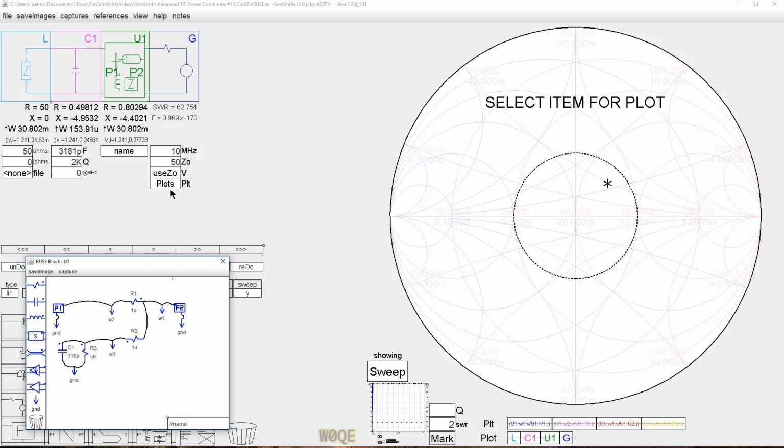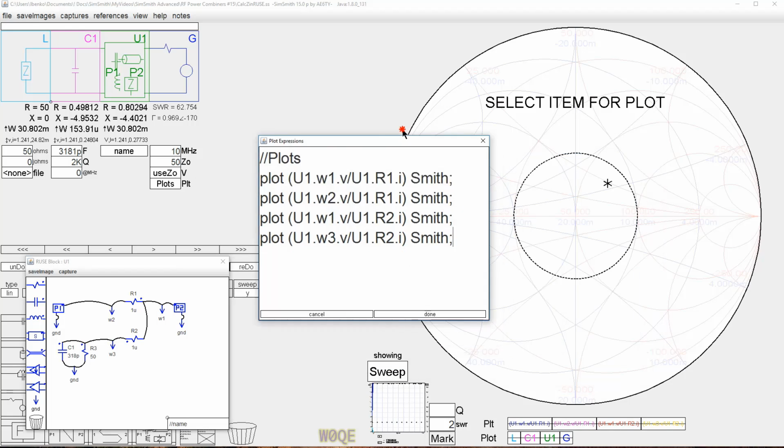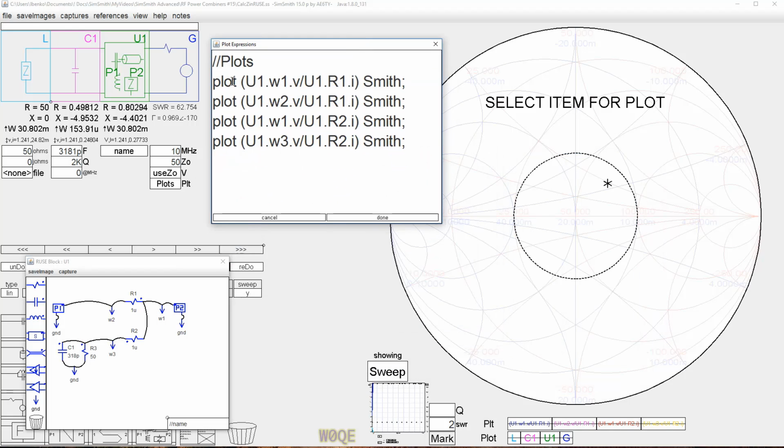What we can do in SimSmith is plot the voltage, in this case U1W1.V, which is the voltage right here at this point. We can plot this voltage divided by the current going into this resistor R1. Now, if that's done properly, we'll get the right value. If it's done wrong, we will get a negative resistance, and we'll be outside the Smith chart. So we have to figure out which one of these circuits is the right way to do it.